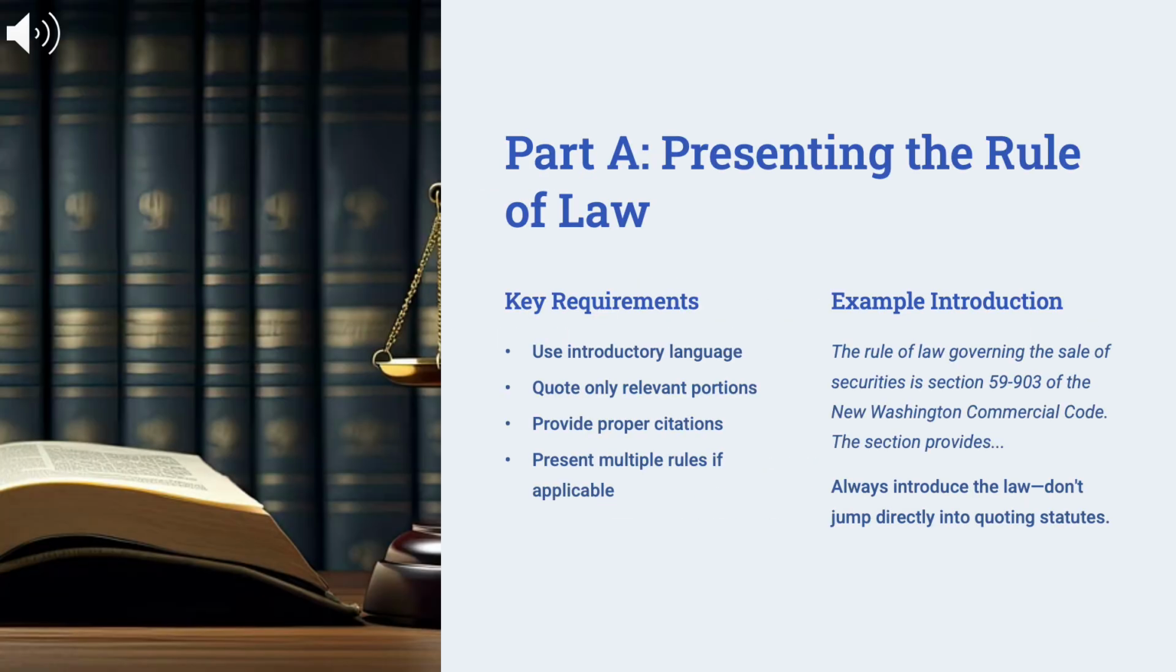Part A of the analysis section requires presenting the applicable rule of law in a clear, properly attributed, and contextualized way. Several specific requirements govern this presentation. The first requirement is to use introductory language. The rule should never be quoted or summarized without first identifying it, its source, title, and relevance to the issue. Beginning directly with the statutory quotation, without orienting the reader, leaves the legal framework unexplained. The introductory sentence or sentences tell the reader what law governs the issue before presenting what that law says.